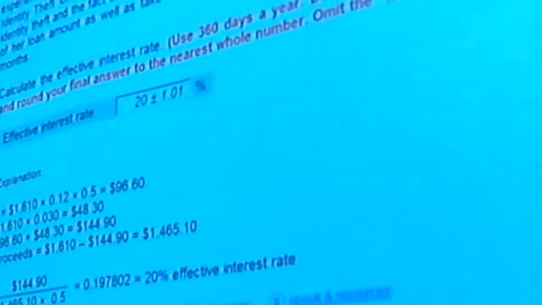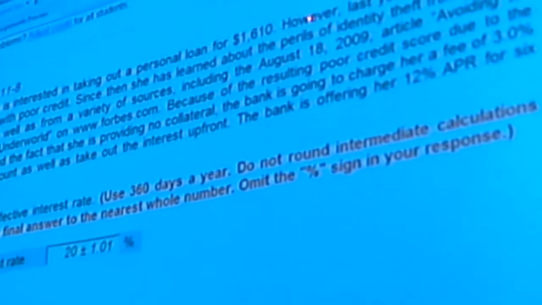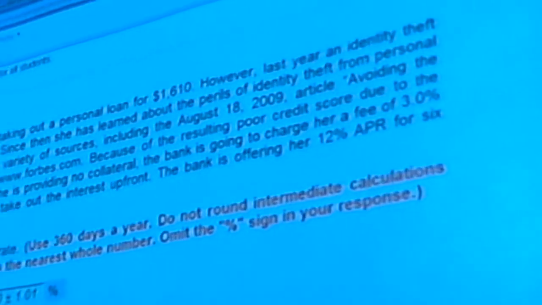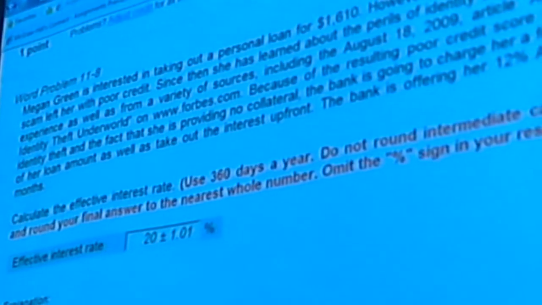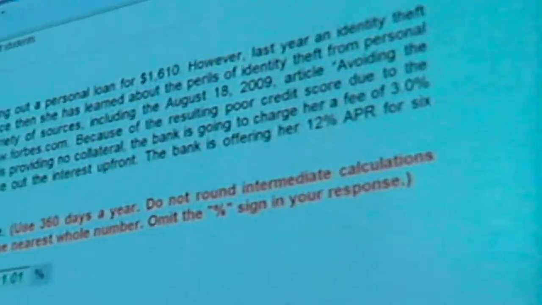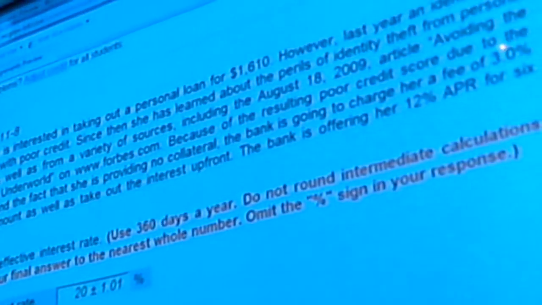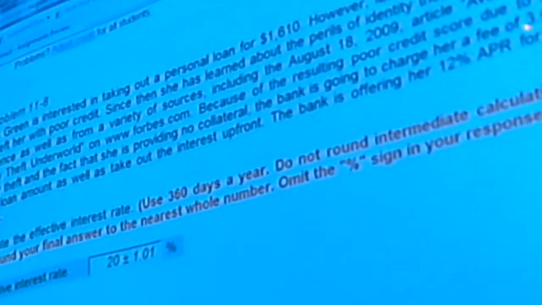Do you notice the interest formula? Interesting. However, last year, basically she was a victim of identity theft. Let me summarize this. I've gone over this problem several times. She was a victim of identity theft, and because of that, her credit was affected, her credit score. Because her credit score was affected, now they're going to charge her all these extra fees and a high interest rate. Does that make sense? Somebody stole her identity, screwed up her credit. She has to pay higher interest and an extra fee. They're going to charge her an extra fee.